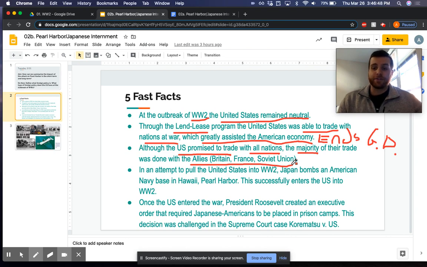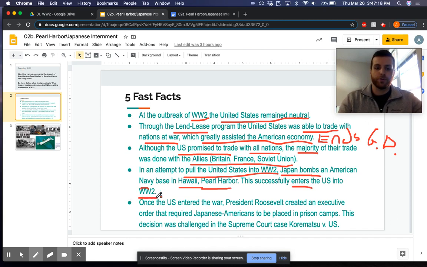The Axis powers, Italy, Germany, are not really fans of this trade. They feel it's an unfair advantage for the Allies. Once Japan joins, they also feel like it's an unfair advantage for the Allies. And we see that in an attempt to pull the U.S. into World War II, Japan bombs an American Navy base in Hawaii, which is known as Pearl Harbor.